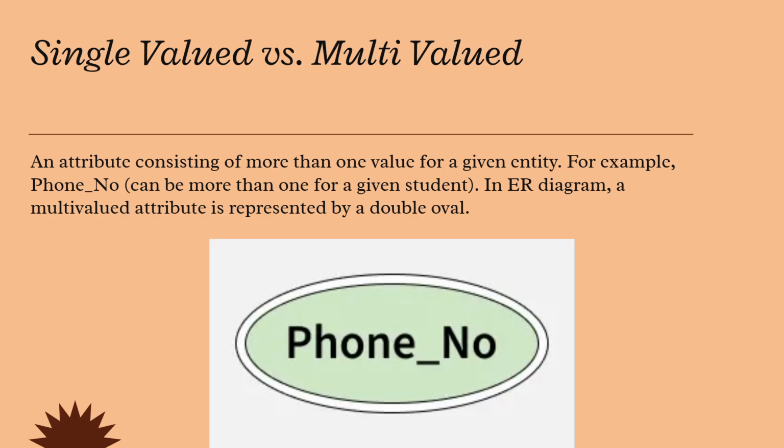Now the third and fourth types of attribute are single valued attribute and multi-valued attribute. As the name suggests, a single valued attribute means an entity has only one value for the attribute, whereas a multi-valued attribute means an entity has more than one value. For example, phone number of a student. A person can have multiple phone numbers. So a multi-valued attribute is represented by a double oval shape.